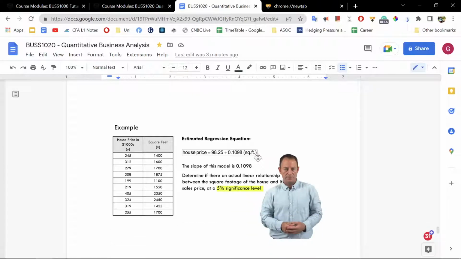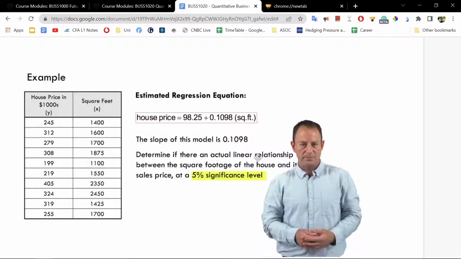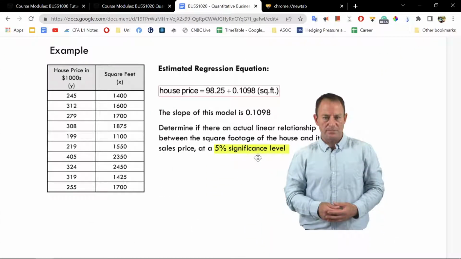Alright, let us look at an example right now. Looking at this example, we are plotting the square feet of a house on the x variable against the y variable, which is the house price. The independent variable is the square feet, and the dependent variable is the price in thousands of dollars. First of all, we need to know the alternative hypothesis to see whether or not there's a linear relationship between these two variables.